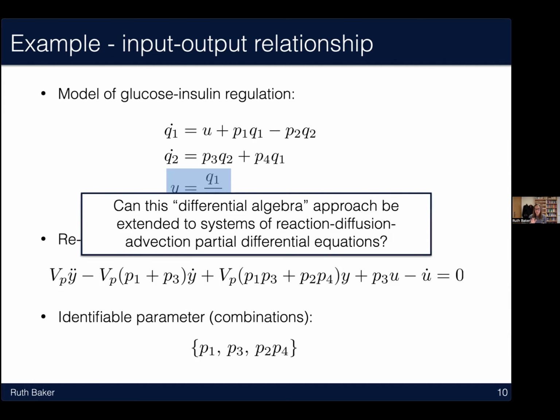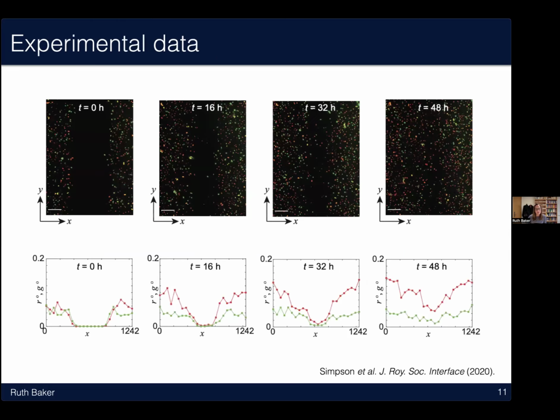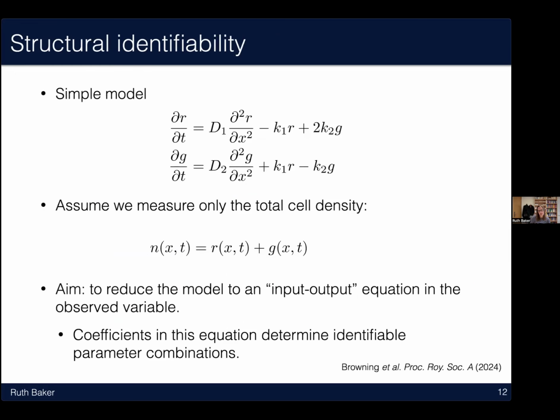This is quite a standard approach to think about structural identifiability for ODE models, but there hasn't been much work to date on how to extend this to systems of reaction diffusion advection equations, which are the sorts of equations that we use day in, day out for spatial models. So we asked, could this be extended? With a view to thinking about this experimental data, this one-dimensional spatial data, we wrote down a very simple model that looks at the density or the evolution of red cells and green cells in space and time.